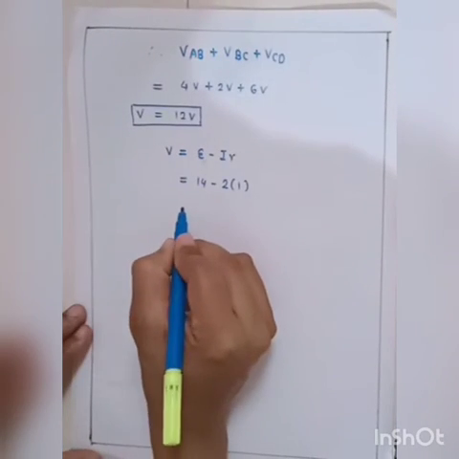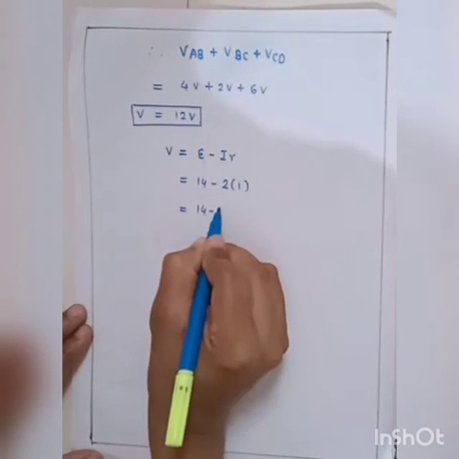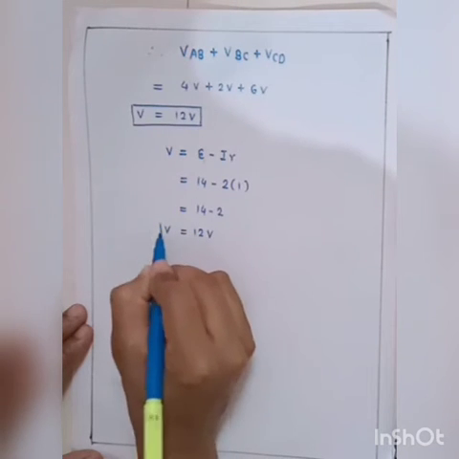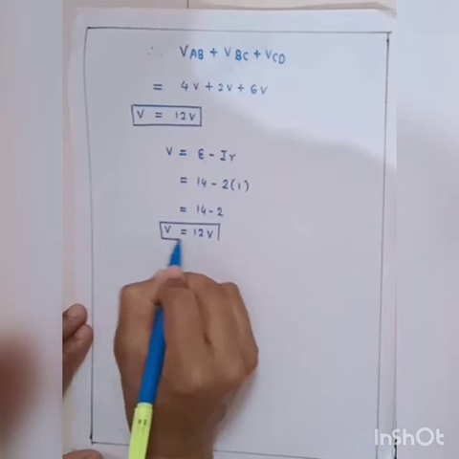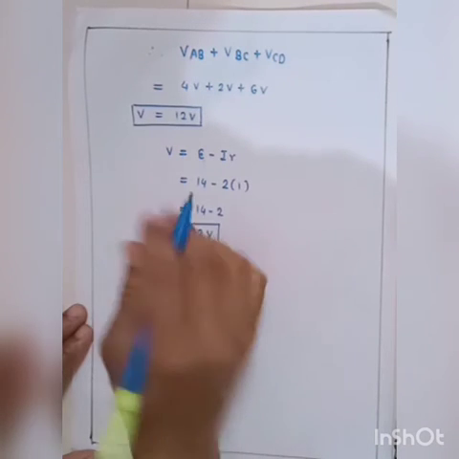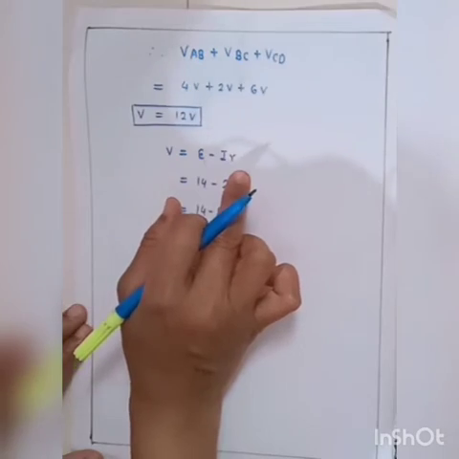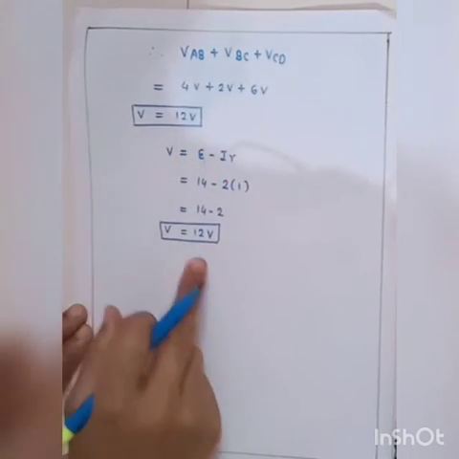So we get 14 minus 2, that is nothing but V is equal to 12 volt. Whenever we consider the internal resistance of the cell, the terminal potential difference V is equal to E minus Ir. So our answer is correct.